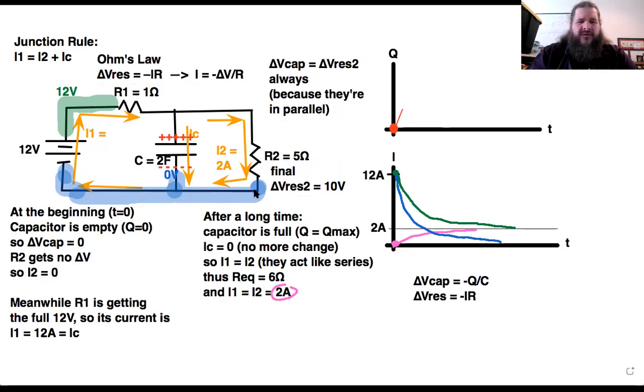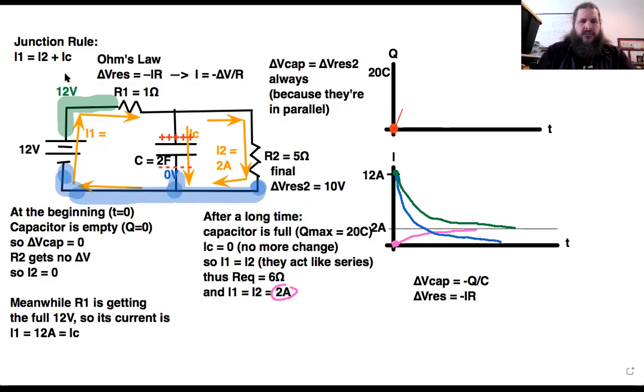So we know that there's a 10 volt voltage drop on R2, and therefore also a 10 volt voltage drop on the capacitor. And for charge, we can just multiply voltage times capacitance. 10 volts times 2 farads is 20 coulombs. So we know the final charge this approaches is going to be 20 coulombs as Q max. We could even fill that in here. We can say Q max equals 20 coulombs. And the graph for that is just going to be exponential decay approaching 20 coulombs as an asymptote.